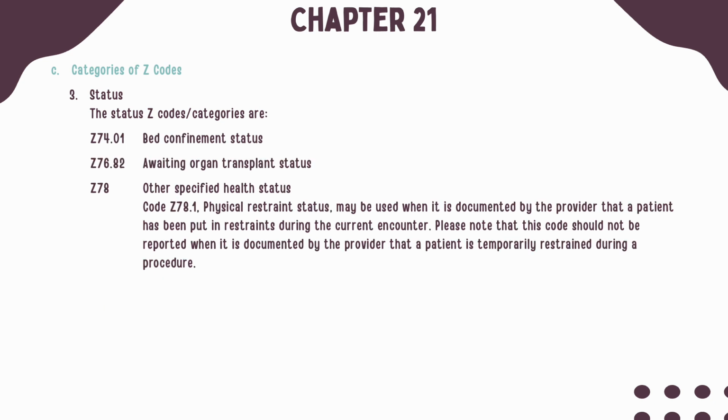Code Z74.01 represents bed confinement status, meaning that the patient is bedridden. Code Z76.82 is for use when a patient is on the transplant list and they are waiting for an organ to be available for transplant. Category Z78 will cover instances such as menopausal state and physical restraint status, which should only be used when the patient is placed in physical restraints during an encounter.